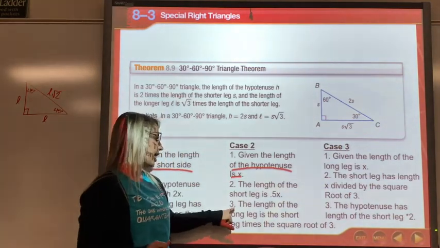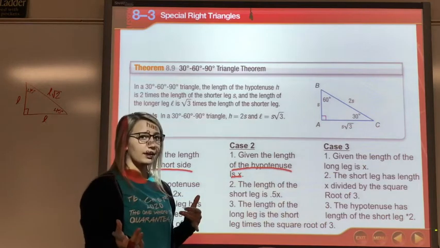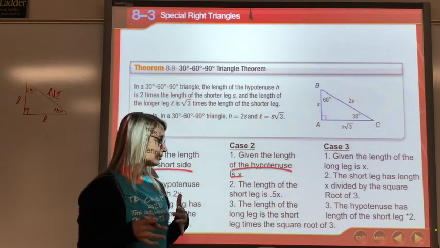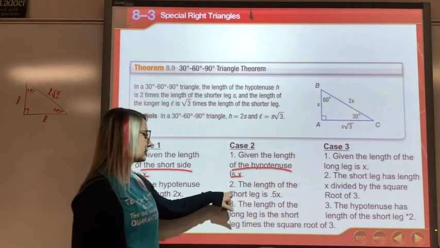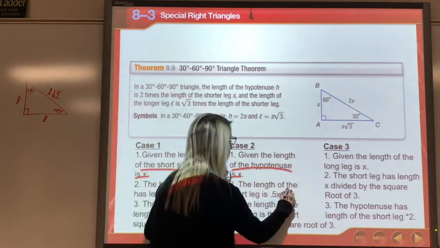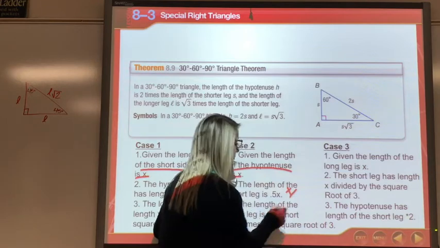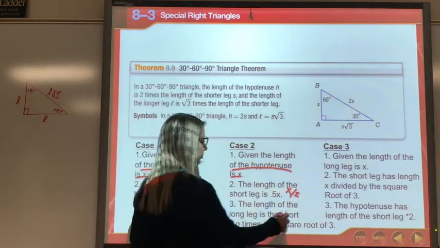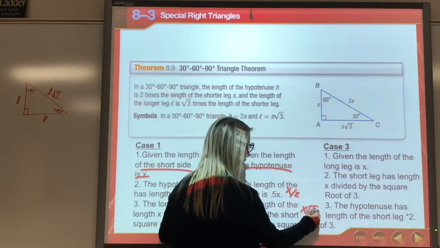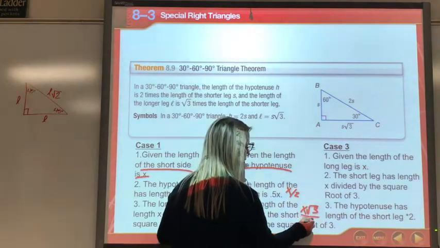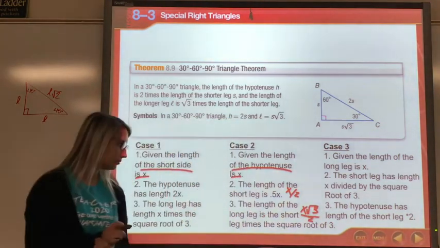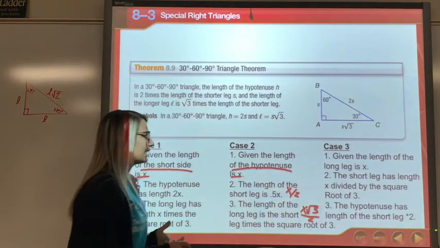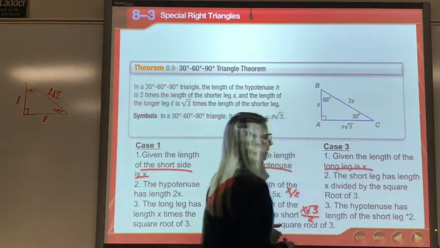Okay? Next step is finding the length of the long leg. Okay? So the long leg is the short leg times the square root of 3. So we said the short leg was x over 2. So then the length of the long leg would be x root 3 all over 2.